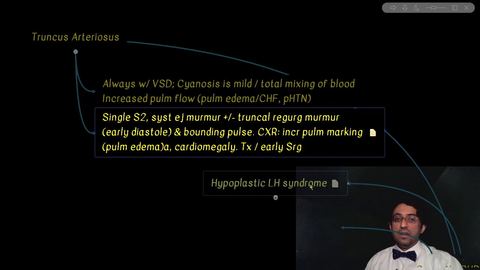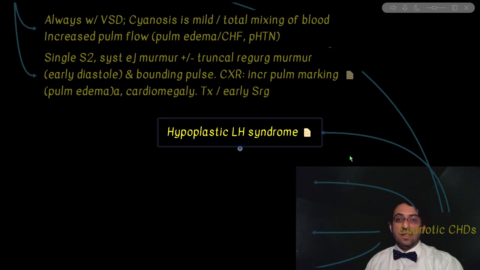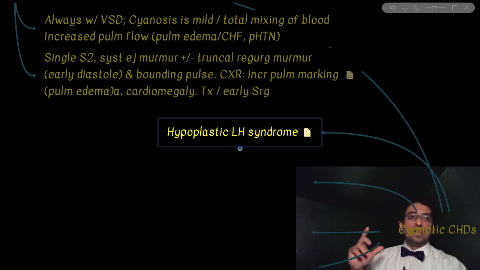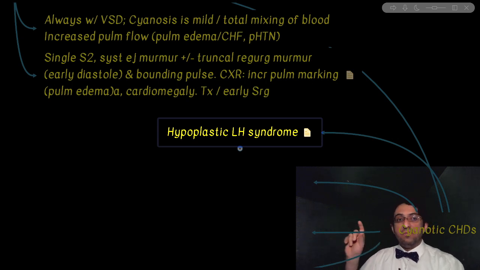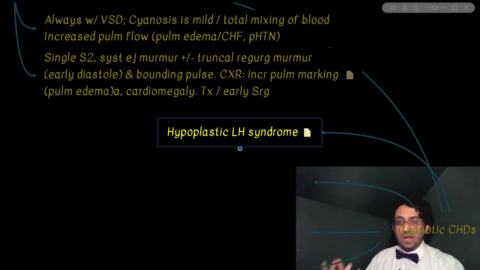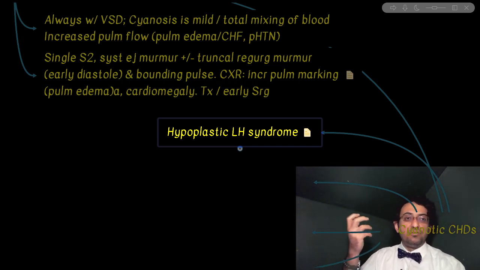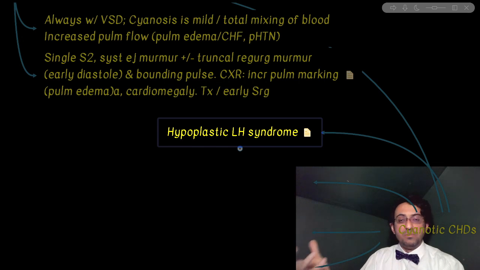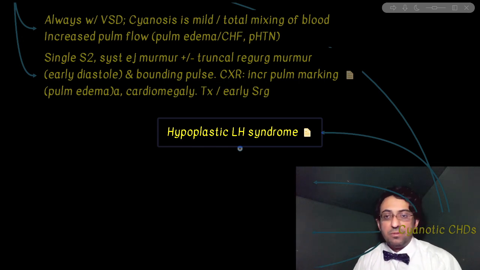Okay, moving to our next condition, and that's hypoplastic left heart syndrome. Before that, what other condition among the cyanotic congenital heart diseases that we have discussed so far, if not corrected by early surgery, would also result in hypoplastic left heart? That's transposition of the great arteries, because the left heart is pumping into a low-resistance pulmonic circuit in that condition.